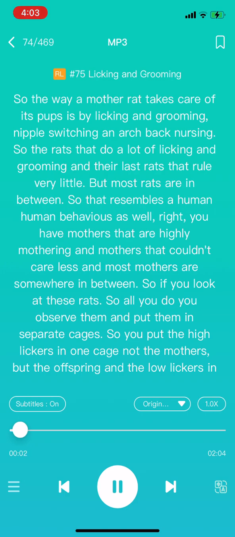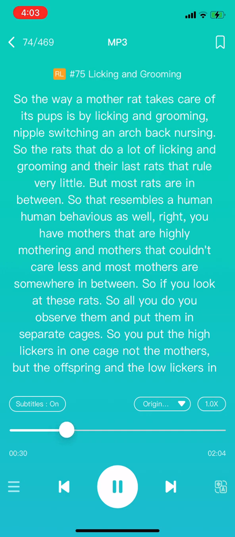The way a mother rat takes care of her pups is by licking and grooming, nipple switching, and arched-back nursing. There are rats that do a lot of licking and grooming, and there are rats that do very little, but most rats are in between. So that resembles human behavior as well, right? You have mothers that are highly mothering and mothers that couldn't care less, and most mothers are somewhere in between.